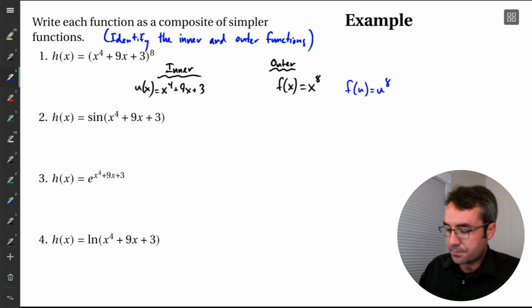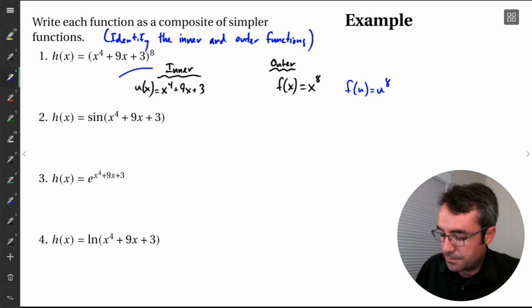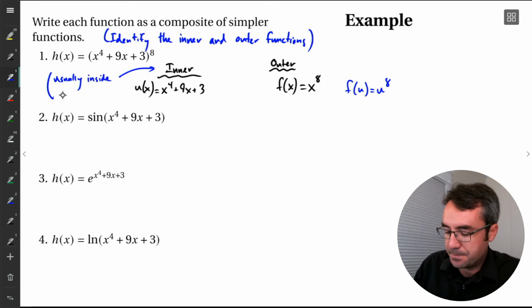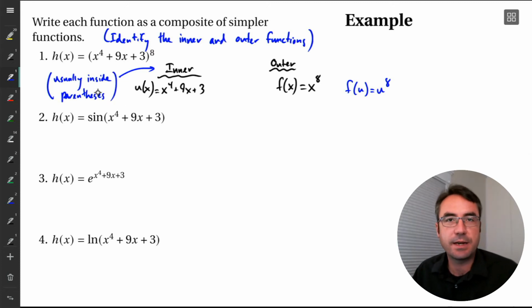So sometimes it's helpful to picture this composition where we introduce a different variable here. And so our inner function is usually inside parentheses. So if we see parentheses in our function, look inside of them. That's usually going to be our inner function. And for our outer function, this is everything else. This is normally what happens last.